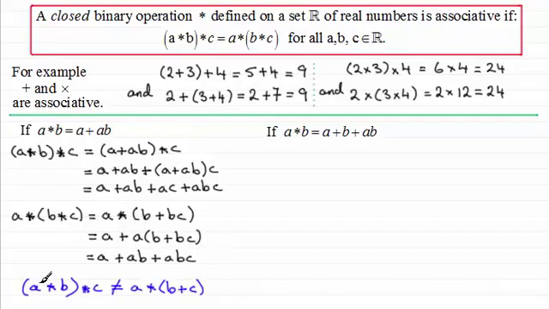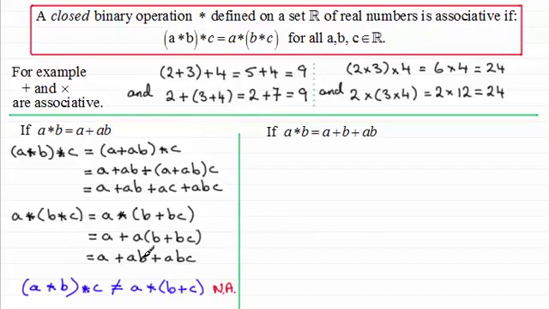So what we've got then is that this result does not equal this result, so it's not associative. I'll just put down here that it's not associative just by putting NA. Okay, so that's that example. Just border that off.